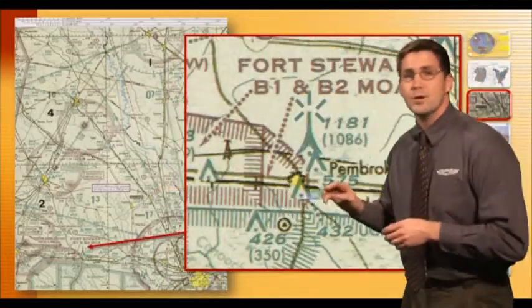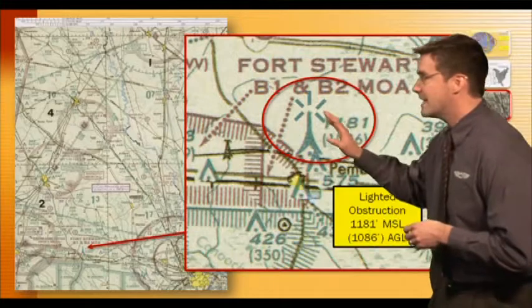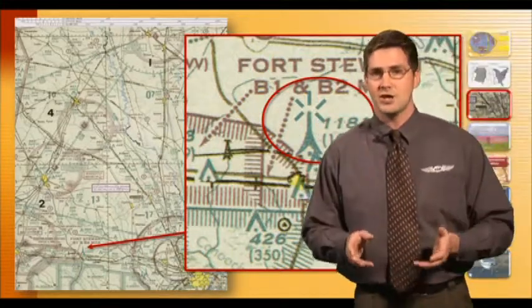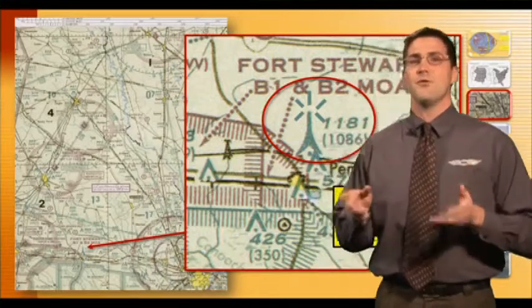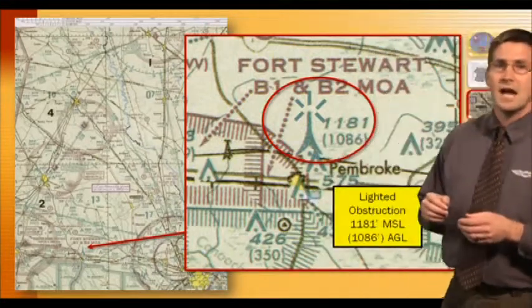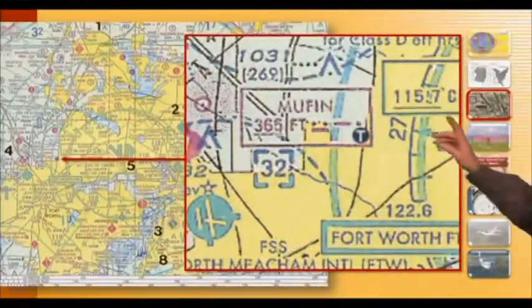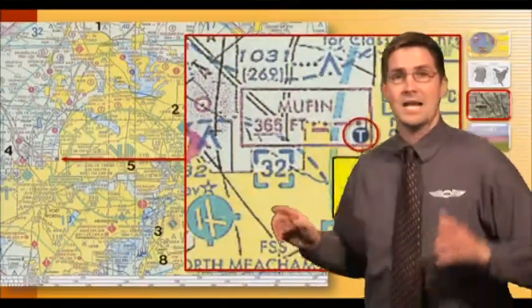Now, here's another obstruction symbol. This larger symbol has lines radiating from the top. You can see it right here, and these lines show a lighted obstruction. This is obviously helpful information when you're flying at night. Again, note that the top of the tower is 1,086 feet above ground level, or 1,181 feet MSL.